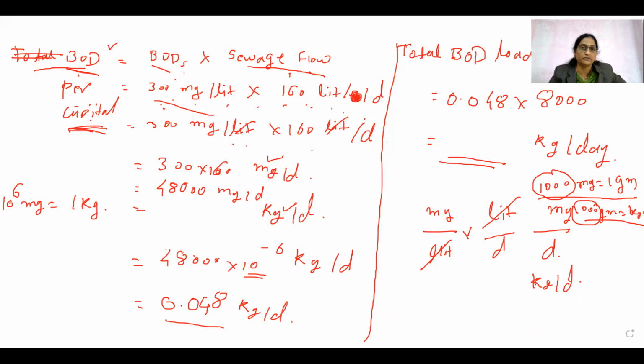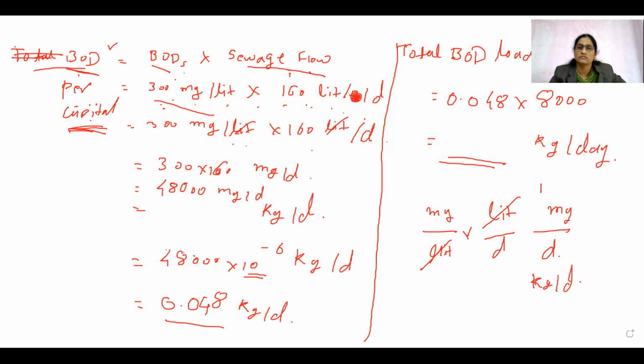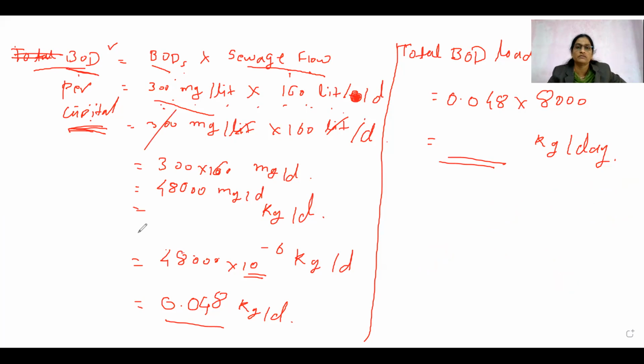So this will remove your confusion. What is the answer? You have not told me the answer. 0.048 into 10 raised to 8 into 8,000. Someone submitted an answer, let me check. Total BOD load is equal to 384 kg per day. Good, Snehal. It is 384 kg per day.